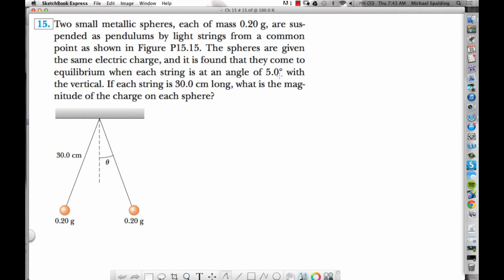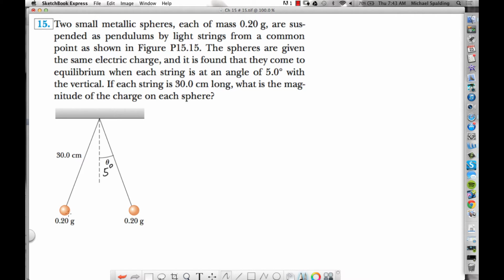Okay, number 15. All right, I'm going to need some room to solve this, so I'm going to erase the given. Basically, the given tells us we got the length of the string. Oh, and then this theta right here is 5 degrees. What else is in there?